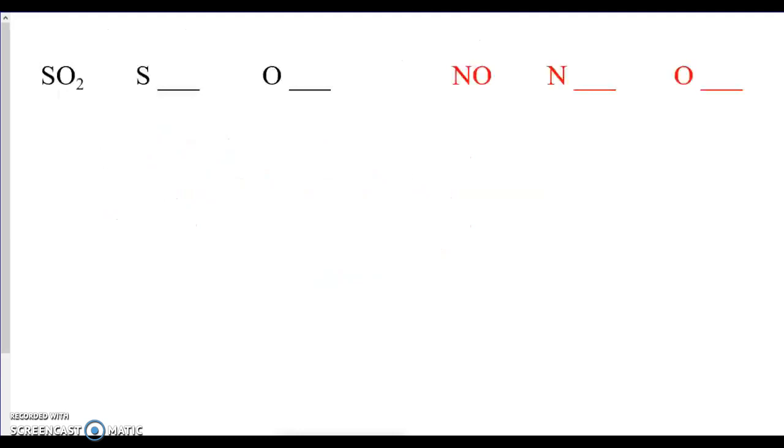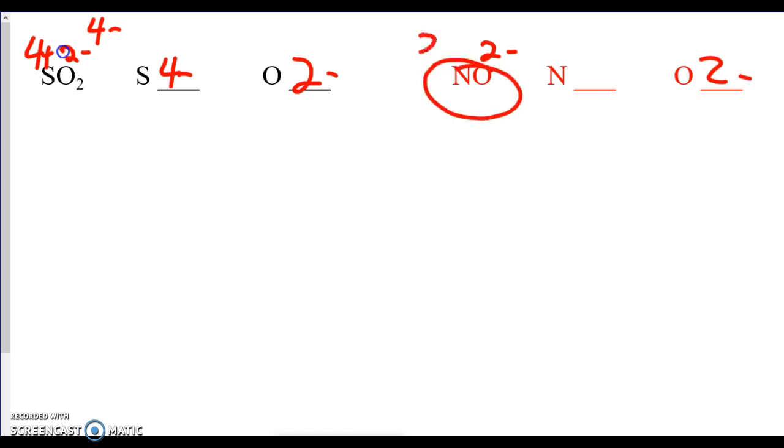So here we go. Oxygen, an O, is always going to be a 2 negative. And a hydrogen is always going to be a 1 positive. So I look at this problem, I put a 2 negative there, and I have 2 of them, so that's a 4 negative. So the whole thing's going to add up to 0 because there's no overall charge on sulfur dioxide, so this sulfur must be a 4 positive. So sulfur is a 4 positive, and oxygen is a 2 negative. We go over to this other problem. Again, oxygen's a 2 negative, and then nitrogen, since there's no overall charge on NO, nitrogen would have to be a 2 positive.